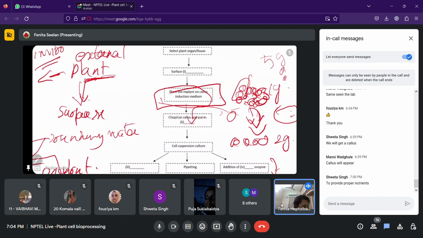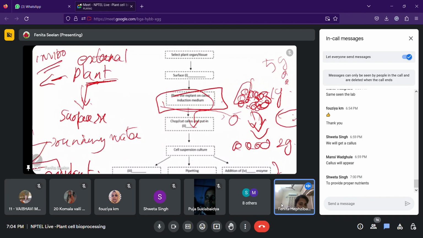In the experiment, you chop or cut the callus and put it in the culture. If it is hard, compact callus, you are going to chop it and put it in the suspension culture. If it is fine callus, you are just scooping it out and putting it in your liquid media. Understood? Able to get it?